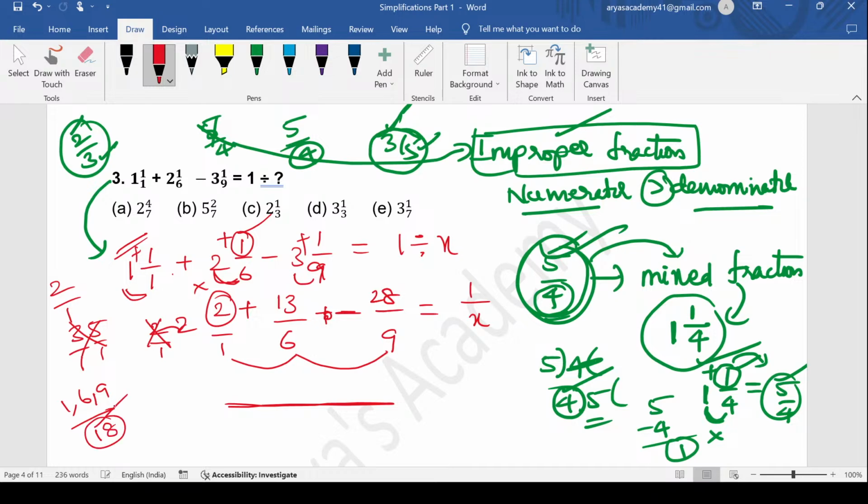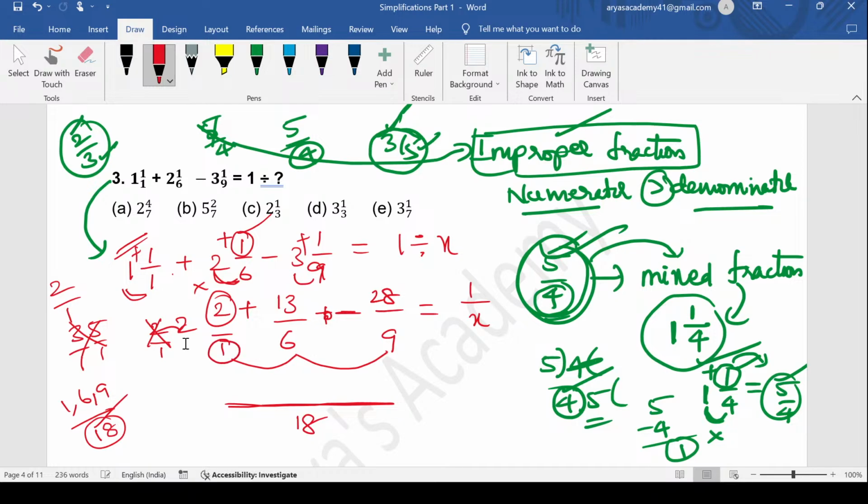Okay. For the time being, the LCM is 18 for 6 and 9. 6 3s are 18, 9 2s are 18, 1 18s are 18. So 18 is the first value where all the tables of 1, 6 and 9 will meet for the first time. That is what is known as LCM, least common multiple. So 18 is the LCM.